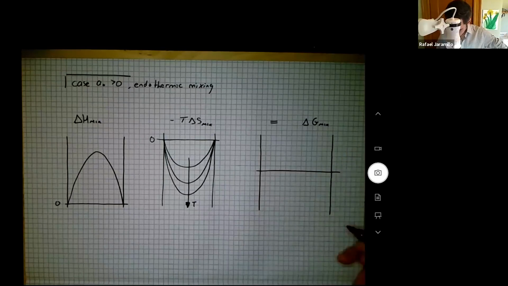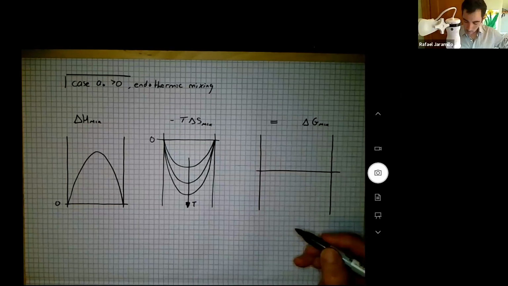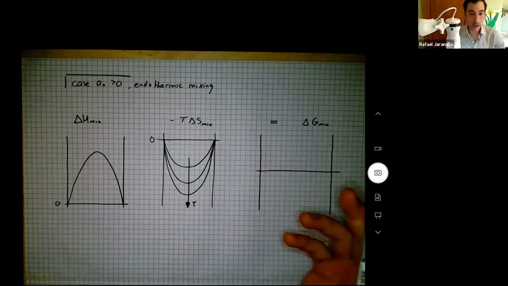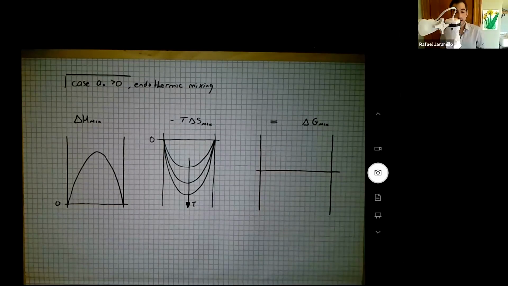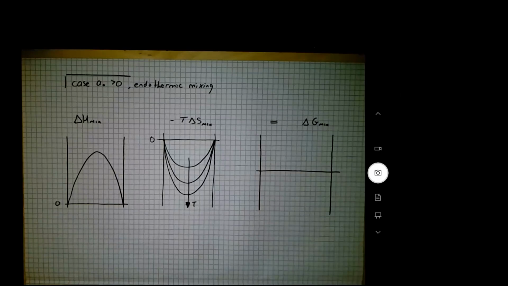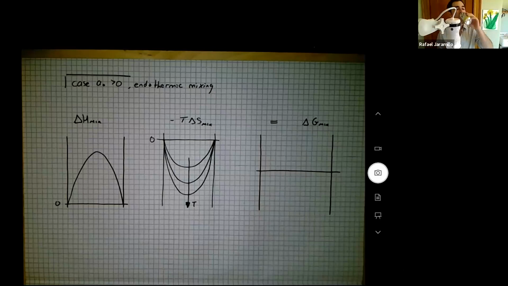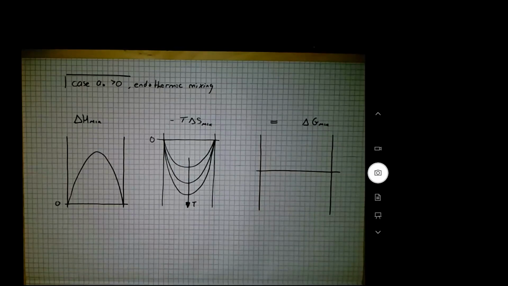So what does this look like at low temperature? Somebody, please. What does this look like at very low temperature? Imagine temperature 0. What does it look like? It'd be positive. Yeah, you got the parabola part, that was right.